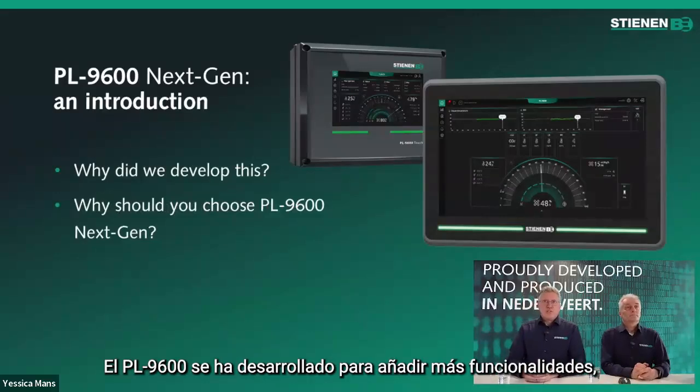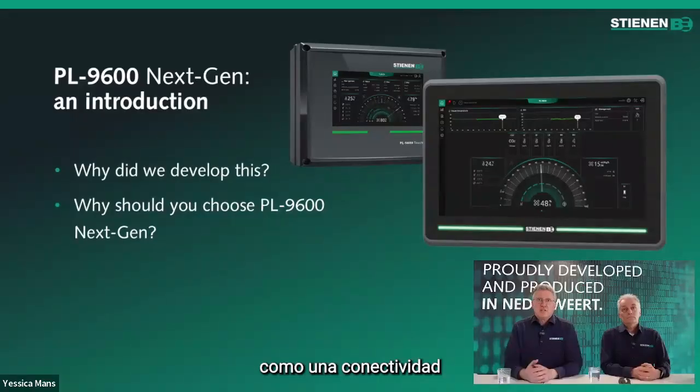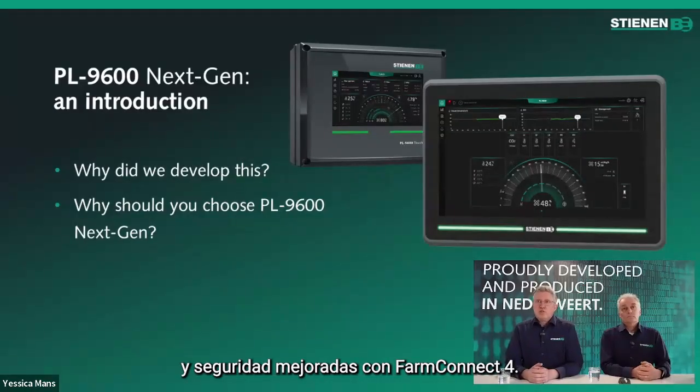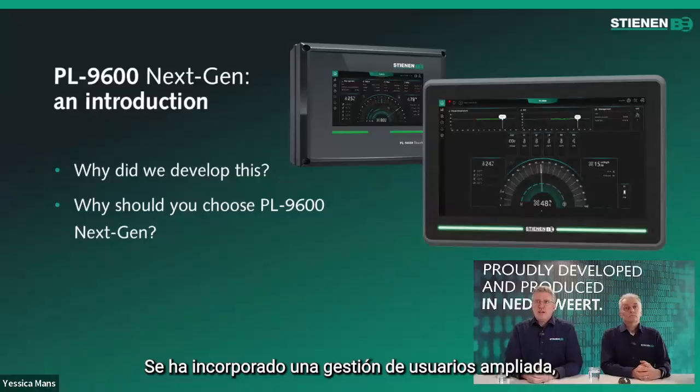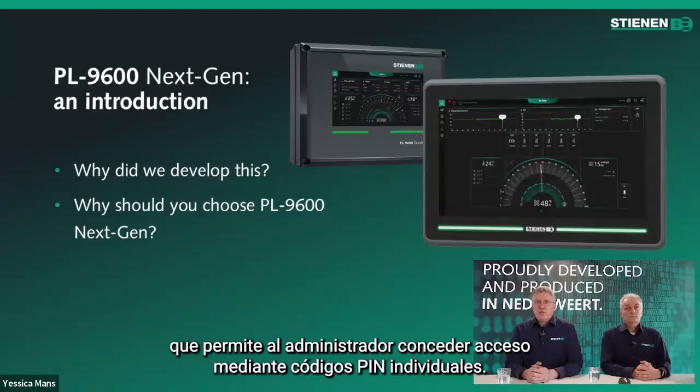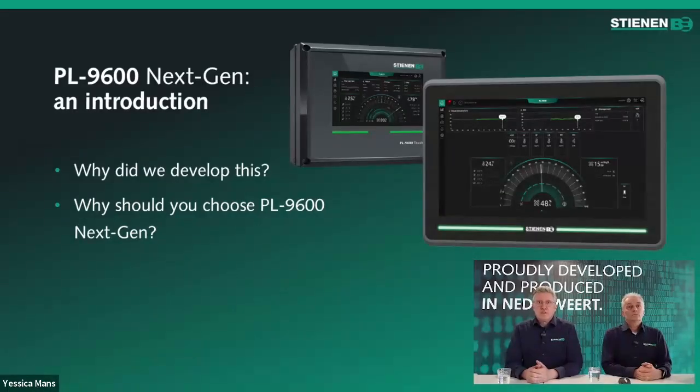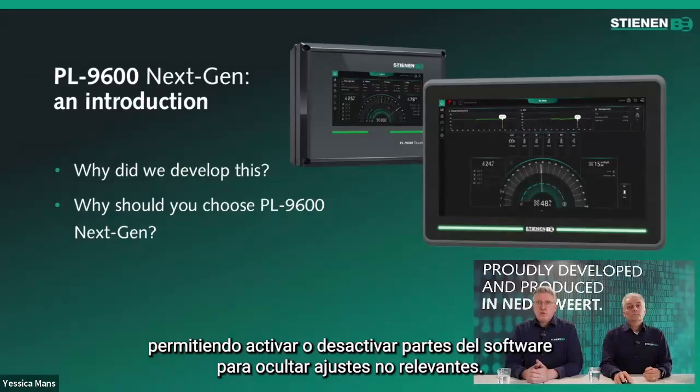The PL-9600 has been developed to add more functionality, such as improved connectivity and security with Farm Connect 4. Extensive user management has been added so that the administrator can easily grant selected users access to the PL-9600 with their own PIN code. Installation has been simplified by making it easy to enable or disable parts of the software during the installation, so that settings that are not relevant are not visible.